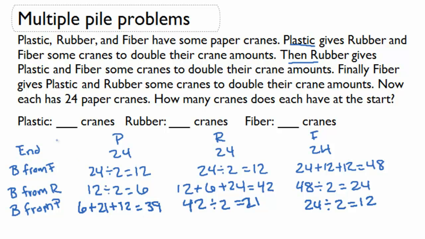So at the beginning of this entire process, plastic had 39, rubber had 21, and fiber had 12 cranes.